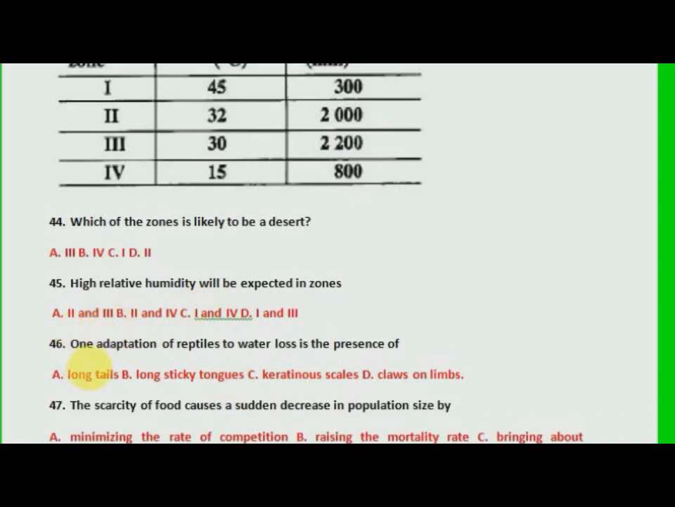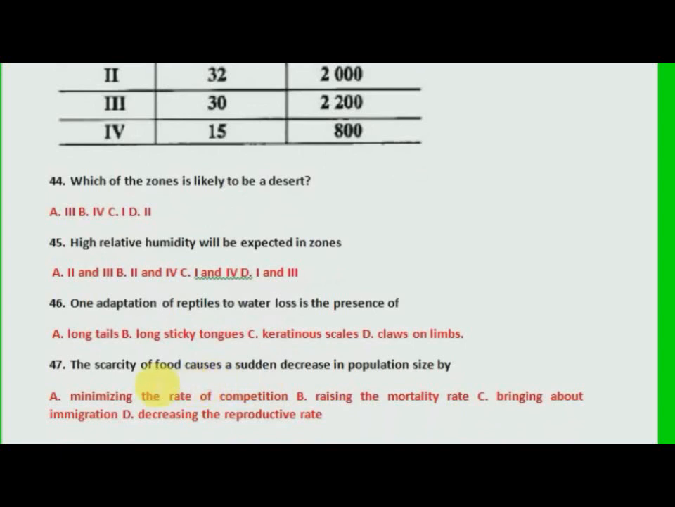One adaptation of reptiles to water loss is the presence of keratinous scales. Yes, these scales allow them to reduce evaporation through their skin. The scarcity of food causes a sudden decrease in population by what? Minimizing the rate of competition, or increasing mortality rate? Yes, increasing mortality rate. A lot of organisms die when there's no food to feed on.